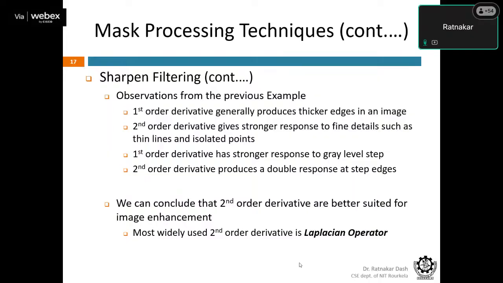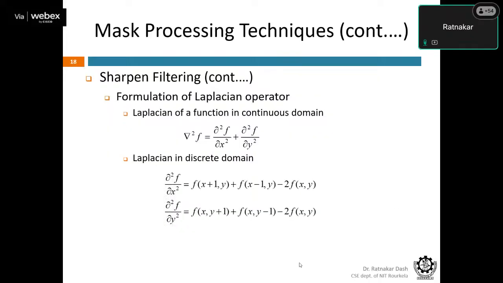Because suppose somebody wants to increase the sharpness in a particular image and highlight some of the edges, objects or pixels, so we should go for a second order derivative filter. Whatever filter that I have shown, first order, second order derivative, that's a simple difference. One of the widely used second order derivative filters is the Laplacian filter, which is mostly used for sharpening images. This Laplacian filter uses gradient operation.